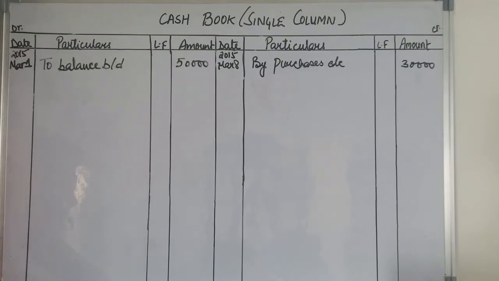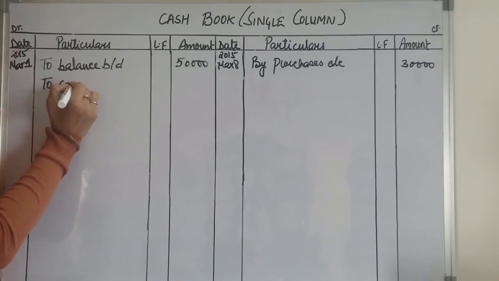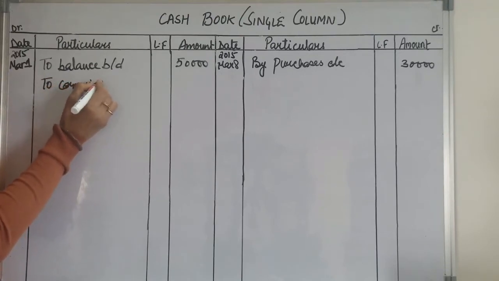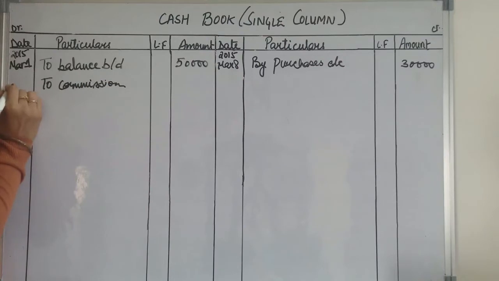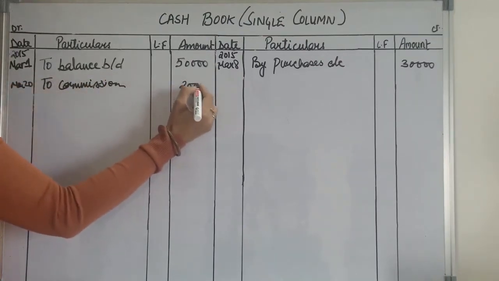On March 20th, received commission rupees 2,000. Now as it is a cash transaction, cash is coming in the business, we are receiving cash. So it will be recorded here on the debit side like to commission on March 20th with rupees 2,000.